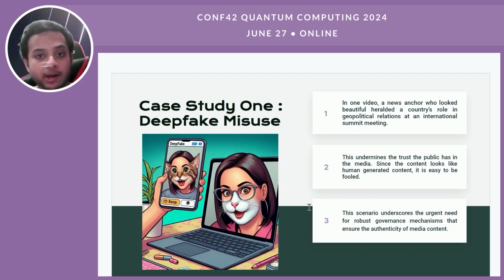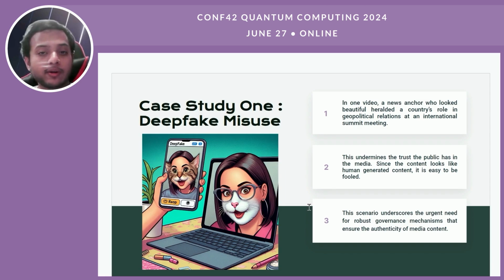The situation here is somebody is using deepfake technology to create realistic yet fabricated videos of public figures making controversial statements. In this case, it's a news anchor who belongs to a popular news channel that was created using AI. The impact of such deepfakes is that they can spread misinformation, influence public opinion and cause political instability. Along with this, it undermines the trust the public has in the media.